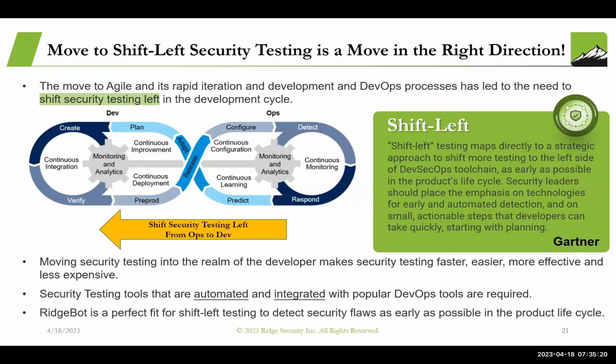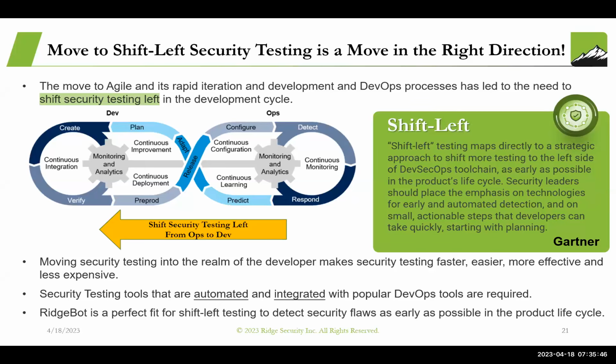Because just like other aspects of software testing, the earlier the bugs are detected and addressed, the less expensive they are. So the earlier the security flaws are detected and brought to the attention of the developers, the more effective the process is, and of course, the less expensive it is. So this shift left doesn't happen by itself.